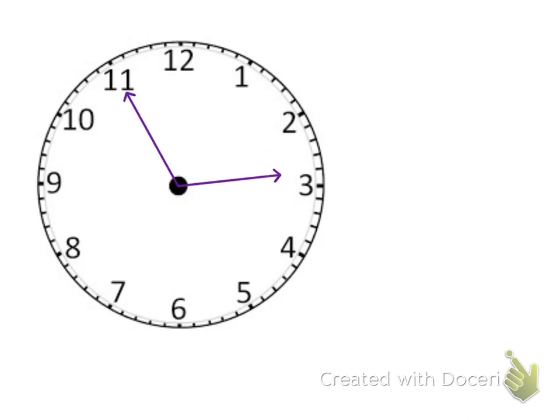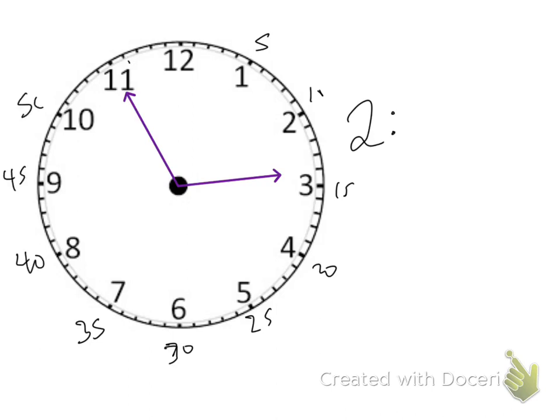All right, what about this time? This time, we can see that the hour hand is in between the 2 and the 3. So I know it's still 2 o'clock. What time is the minute hand pointing to? So let's count. 5, 10, 15, 20, 25, 30, 35, 40, 45, 50, 55. So this time is 2:55.